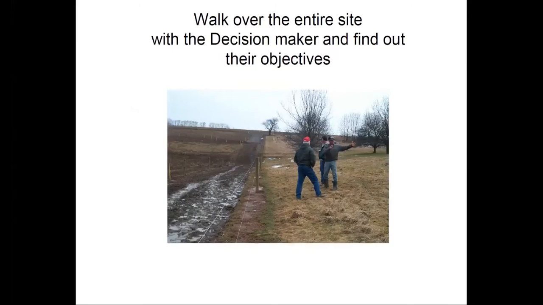So one of the important things is walking over the whole site, not just the barnyard, but the whole site. Look at the pastures, look at the laneways, look at the barns, look at the manure storage structure, look at the piles of manure if they don't have a manure storage structure. Do they take their manure and pile it someplace else? So look at that. Look at the resource concerns and find out the objectives of the decision makers.